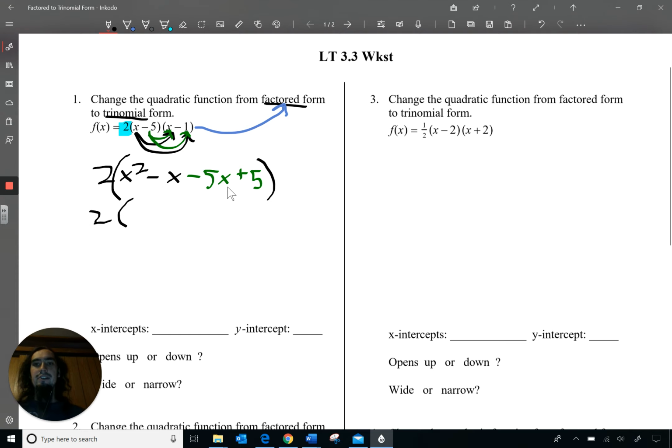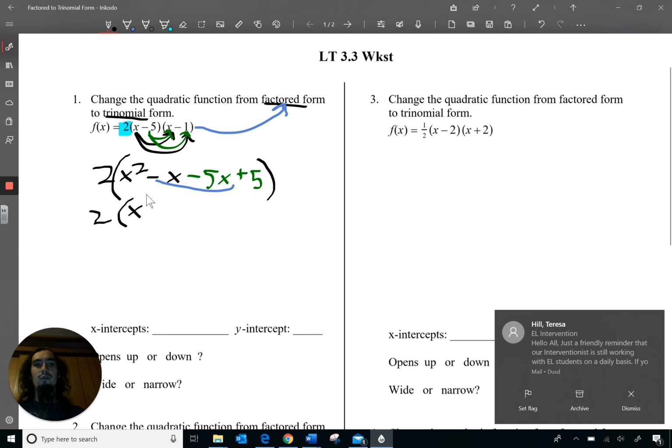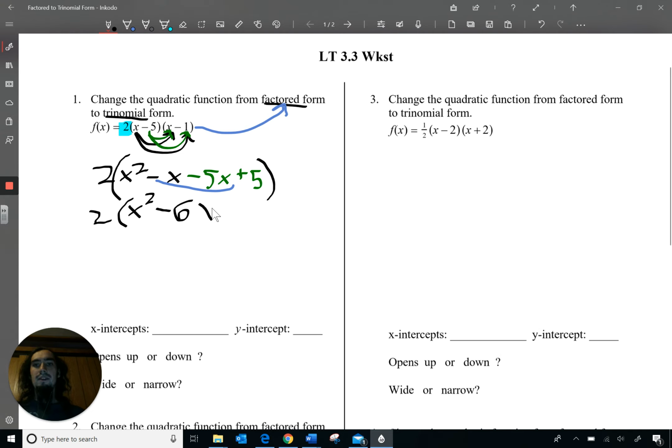Do we have any like terms here? Yes, we do. I see negative x and negative 5x. These two are like terms. What is negative x minus 5x? Well, that's an invisible 1 right there. So what is negative 1x minus 5x? That's going to be negative 6x. And then plus 5. Perfect. So all I did was combine like terms in that last step. And now we're going to continue.